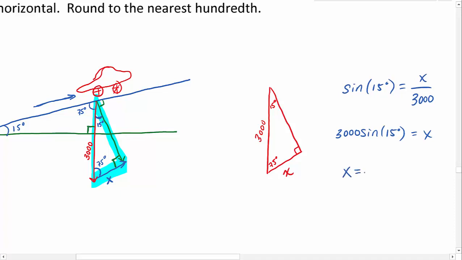The force that's required to keep this 3,000-pound car parked on a hill that makes a 15-degree angle with the horizontal will be 776.46, and our unit is pounds.